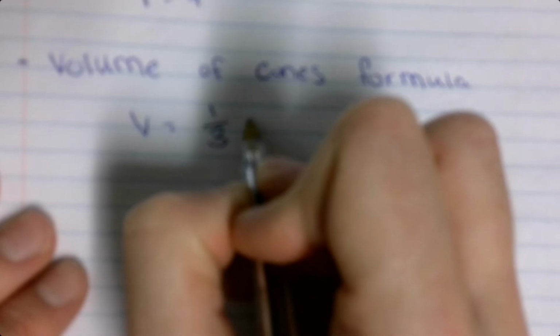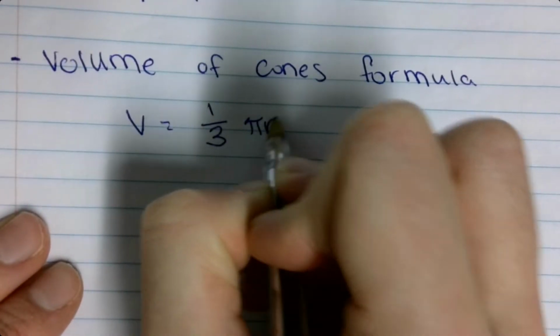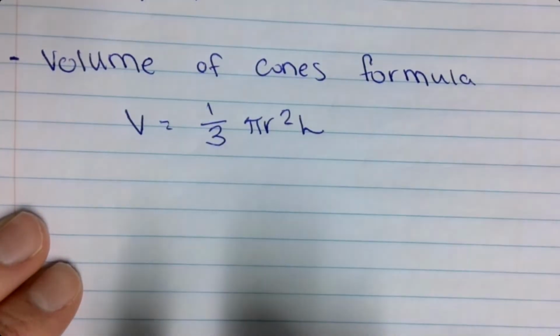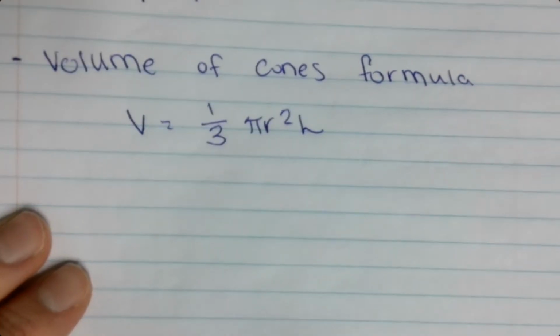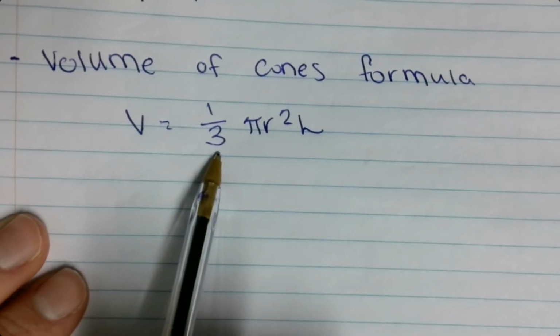So after you watch that video, now this should be almost like review. So this is going to be the volume of cones formula. Again, you would think of this as pi r squared h, because that is the volume of a cylinder, and then it's times a third.